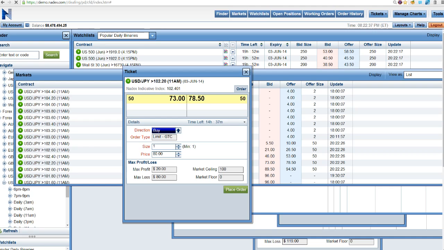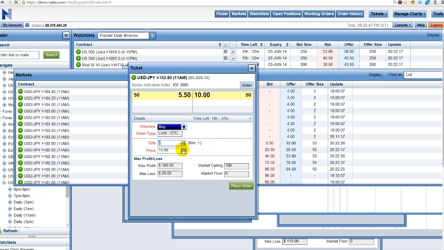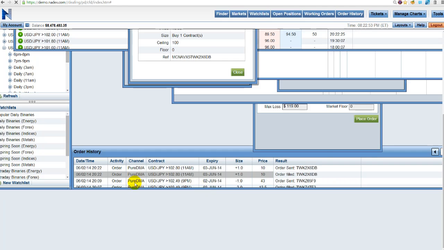Okay, so Richard asked, if the bid ask is at 6 and 12, I buy at 12. How do I close at 6? Well, like if I go over here and I bought this at 10 and hit buy, it'd be in my open positions.